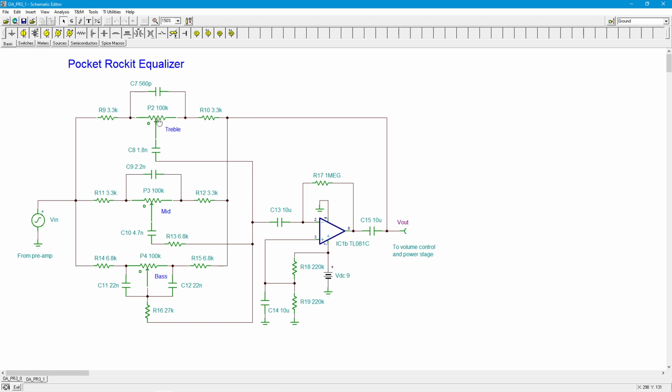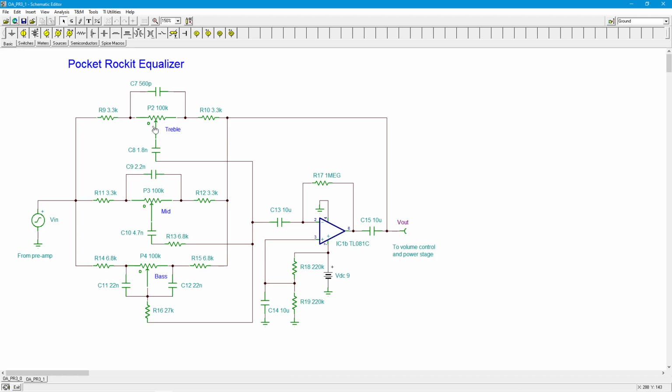So if the wiper arm is smack dab in the middle, in other words I have 50K on this side and 50K on this side, then I have 50 plus this 3.3, and that would be the RF. I'd have 53.3K. And the RI would be this half of the pot, 50K, plus this 3.3, again 53.3. So you take 53.3K over 53.3K, and you get a gain of 1. So there's your 0 dB.